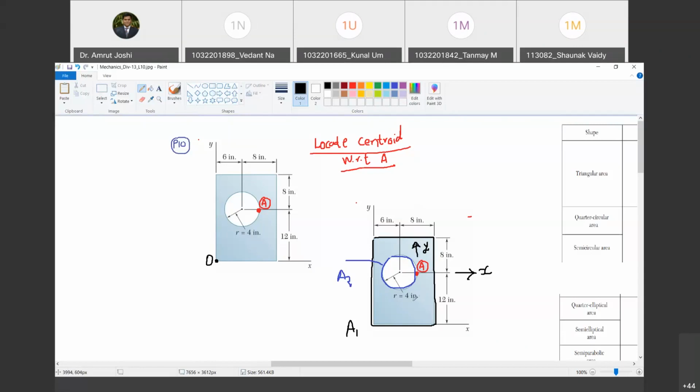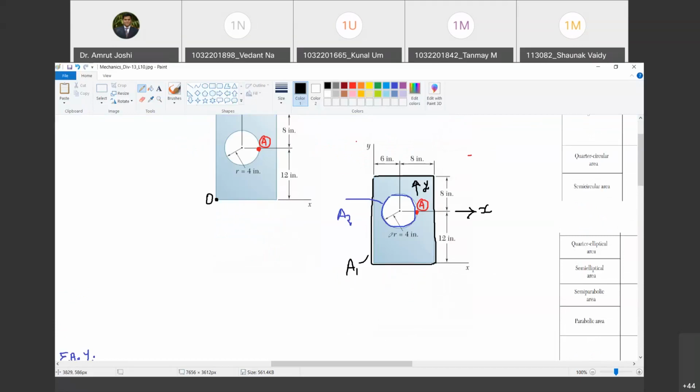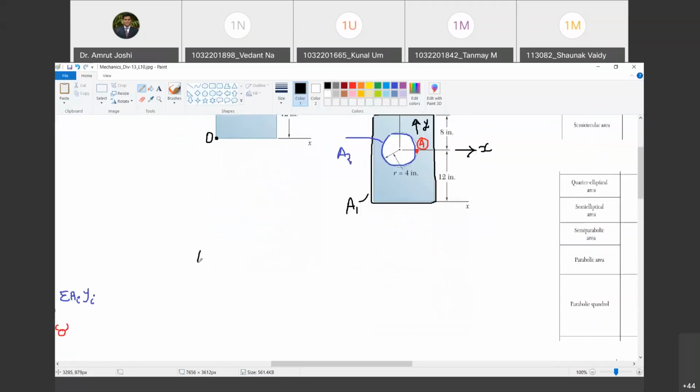So I am going to call this circle area A2 and this bigger rectangle area A1. I know how to locate the centroids of both. Therefore, I have divided this into two areas. From this bigger rectangle, if I cut this circle, then I am going to get the original shape.